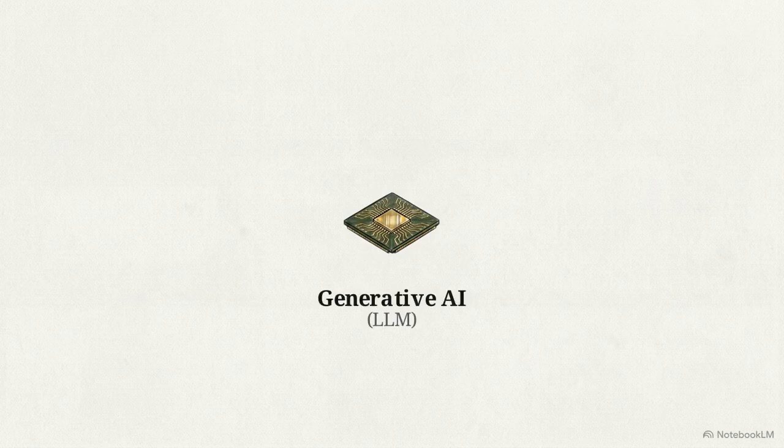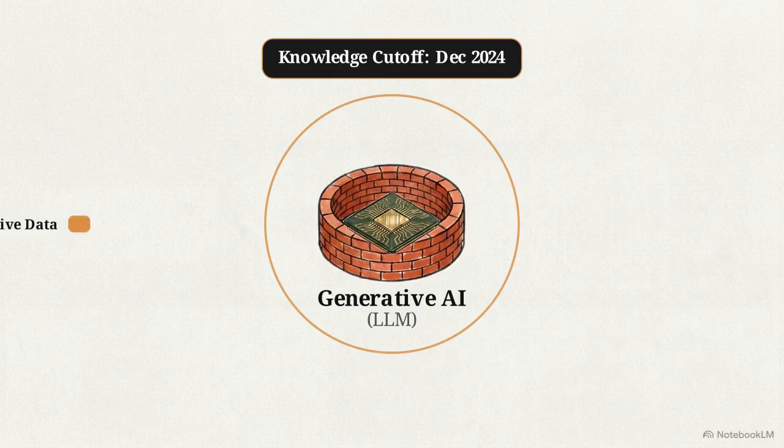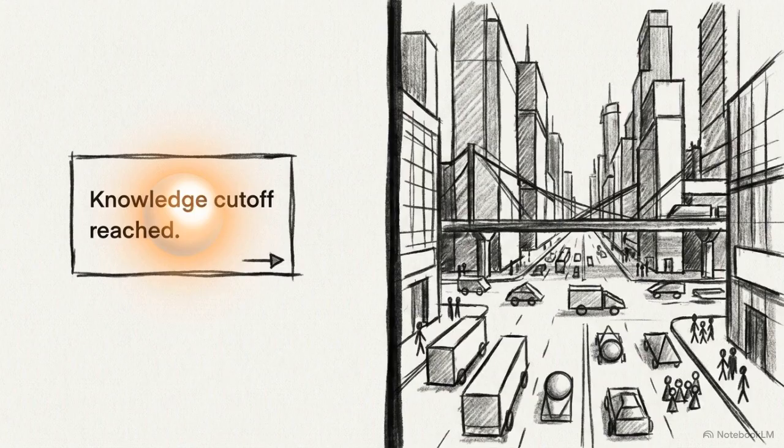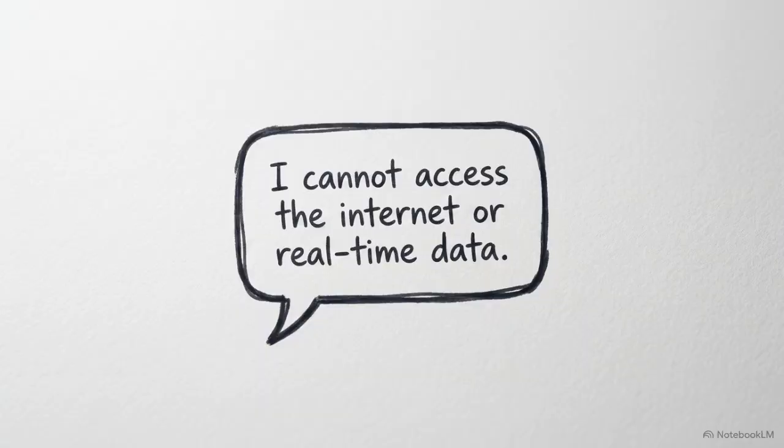A standard generative AI model cannot do this on its own. At its core, it is a highly capable reasoning engine trapped behind a static knowledge wall. It only knows what was in its training data up to a specific cutoff date. Because of that cutoff, the base model is completely blind to the live environment. If you ask it for current stock prices or updated flight schedules, it fails. It lacks the infrastructure to interact with external reality.